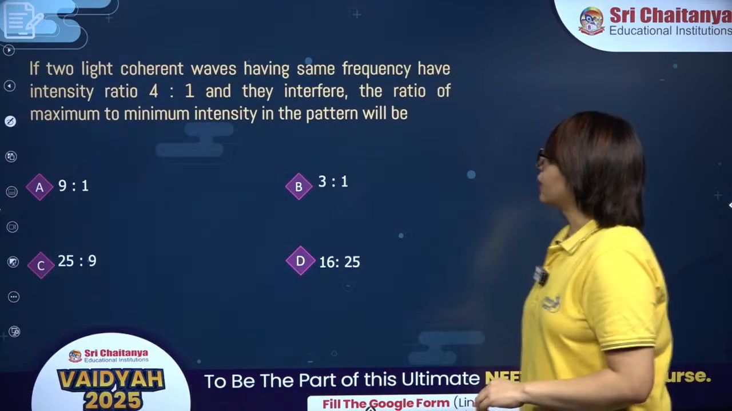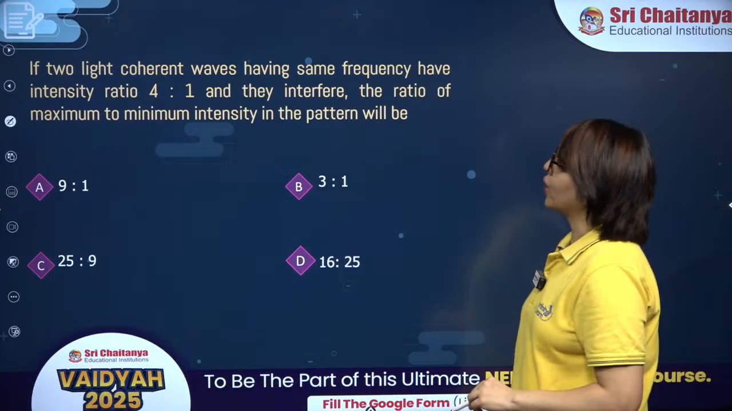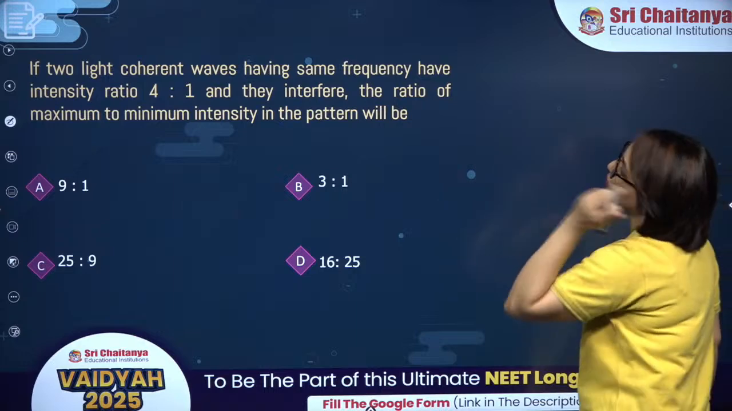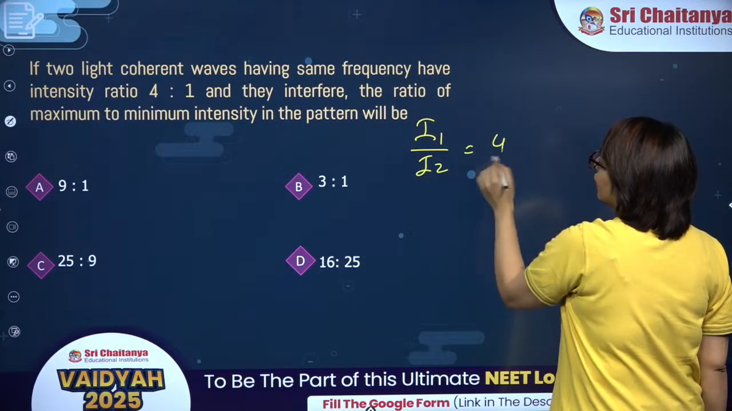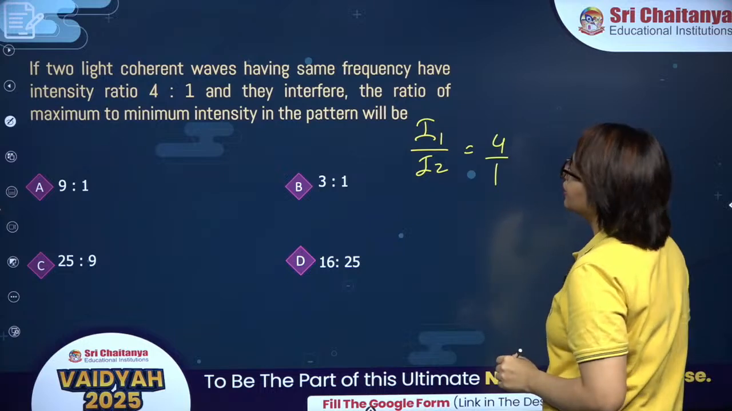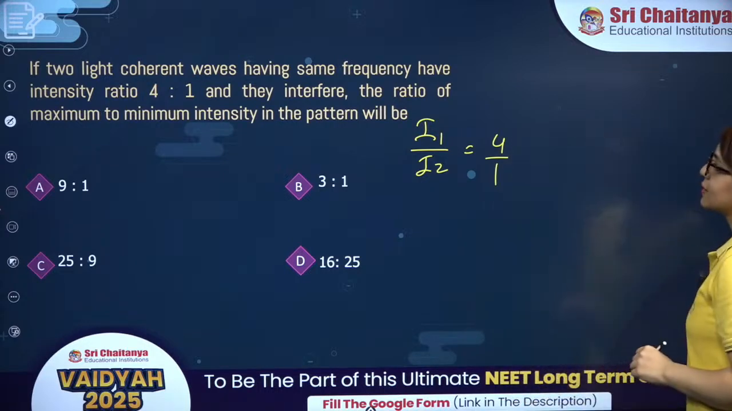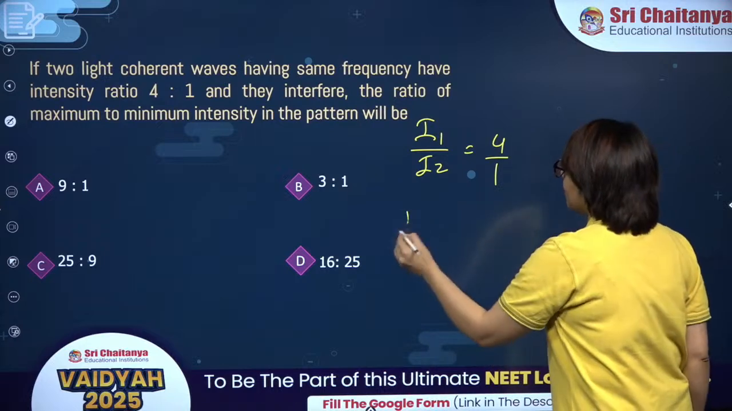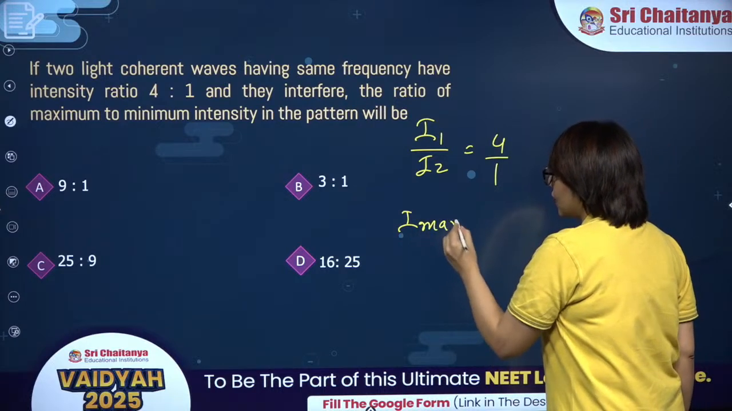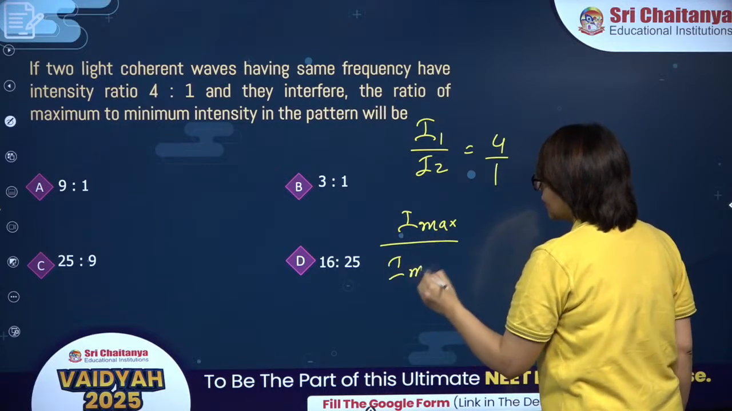Alright, let's try this one. If two light coherent waves having same frequency have intensity ratio 4:1, and they interfere, the ratio of maximum to minimum intensity in the pattern will be, you have to find I max to that of I minimum.